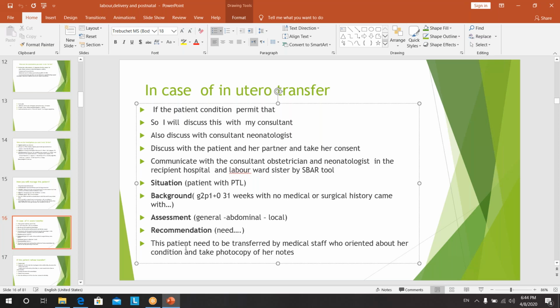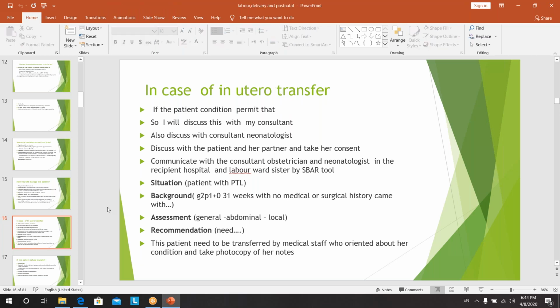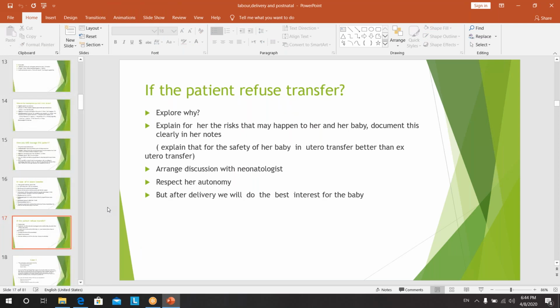And the patient, as you said, Dr. Aburnima, needs to be transferred by medical staff who are oriented about her case, and to take a photocopy of her notes, not the original one. When you transfer this patient to another hospital, you take a photocopy of her notes and the original one will be kept in the hospital.